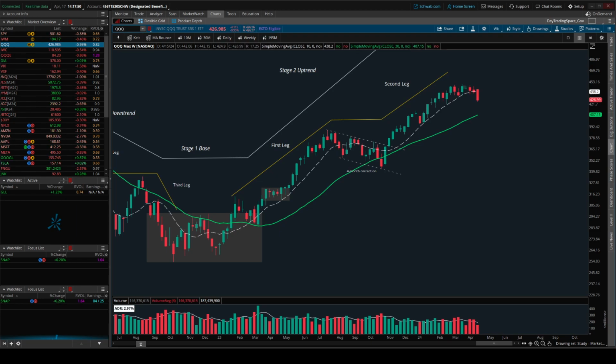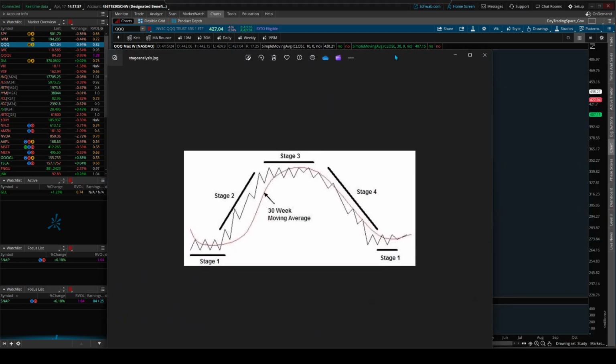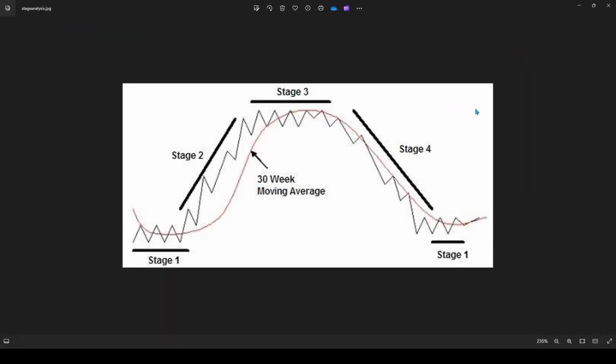So in order for me to do this, you just need to have a general idea of the stage analysis method, which many of you do, but for those that don't, I just want to give a brief overview of what stage analysis is. So this is basically a way to measure the cycles of the market. It's primarily used on the larger time frames, that being the weekly, to identify the primary trend.